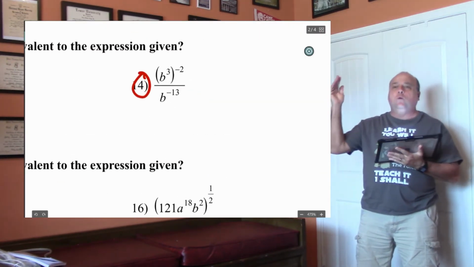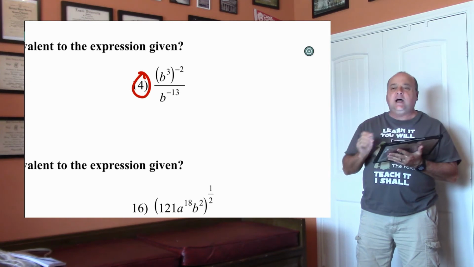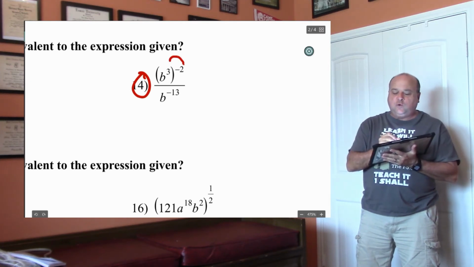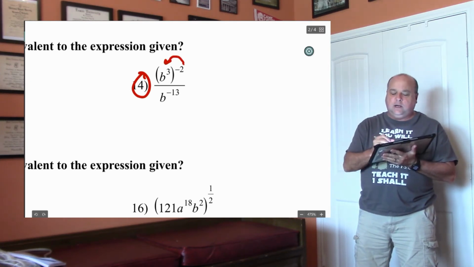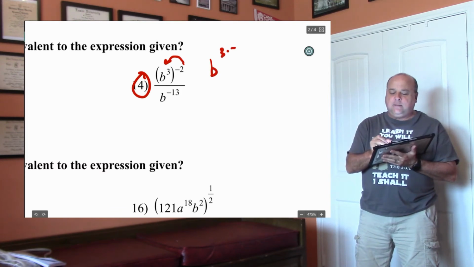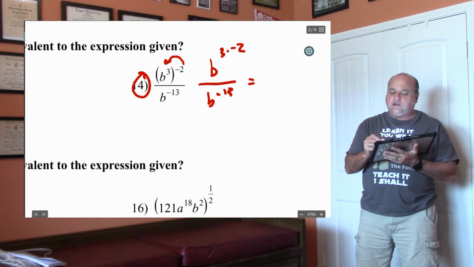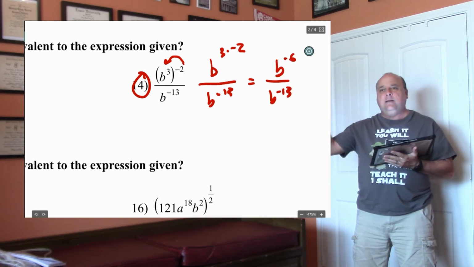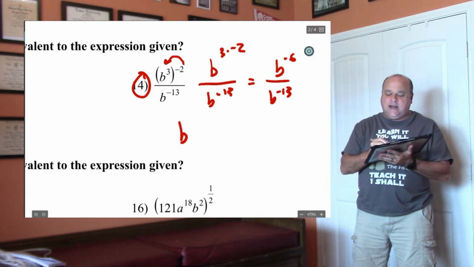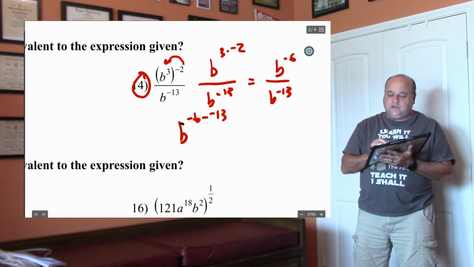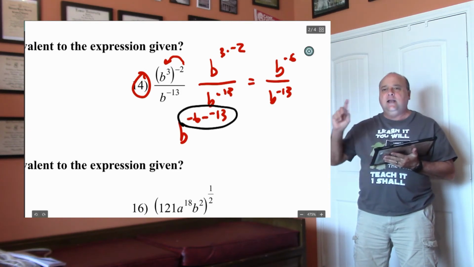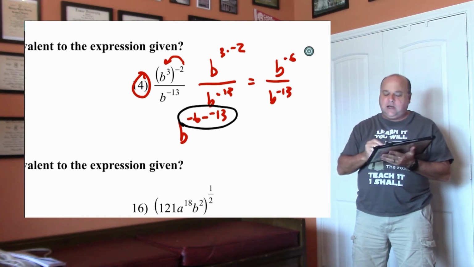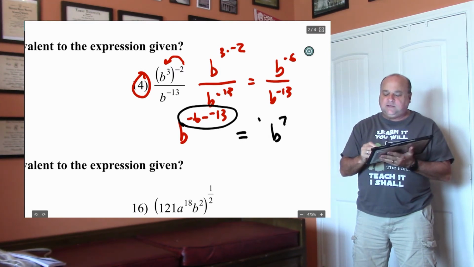Remember, on 14, we want to get rid of the parentheses. The top has a parentheses, doesn't it? So I'm going to take that negative 2 and distribute it. So I'm going to have b to the 3 times negative 2 over b to the negative 13. Then this is going to turn into b to the negative 6 over b to the negative 13. I'm dividing here, so I won't add, I will subtract. You're going to need to punch this right here on the calculator. Negative 6 minus a negative 13, that's going to turn into b to the 7th.